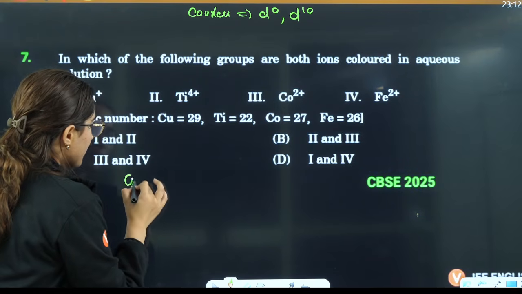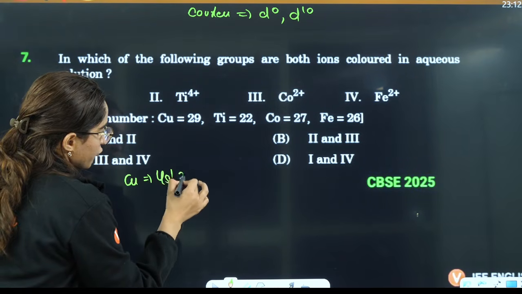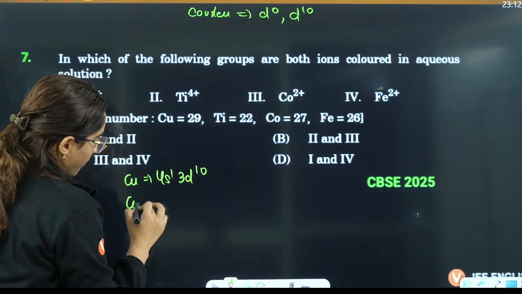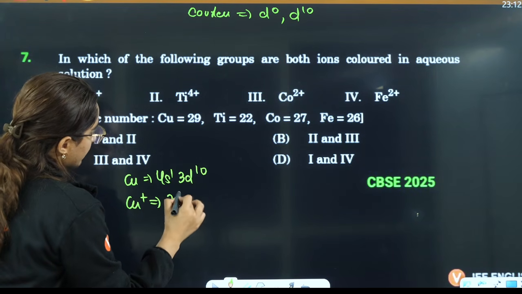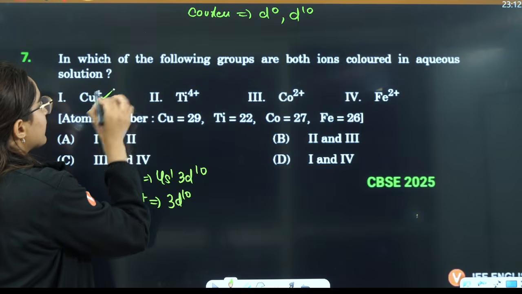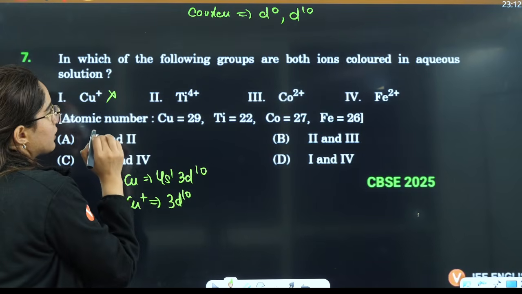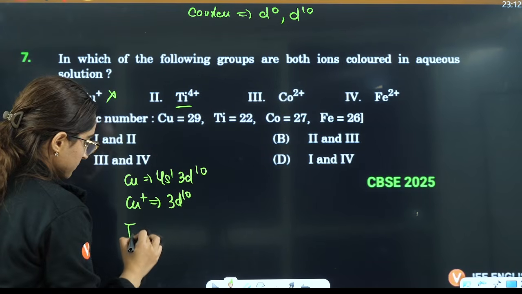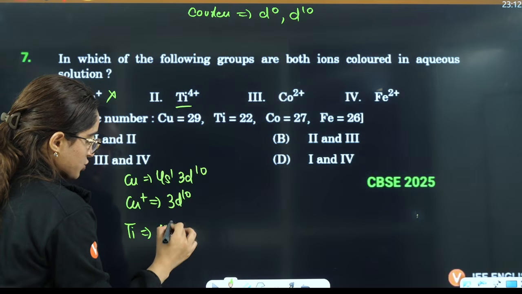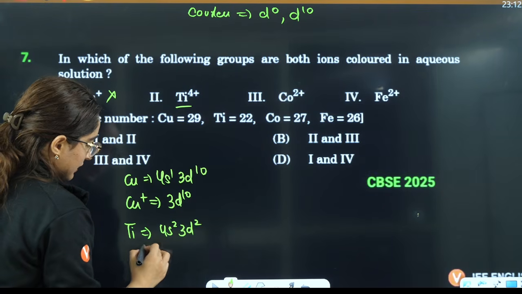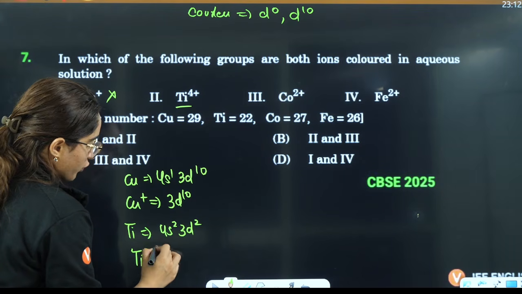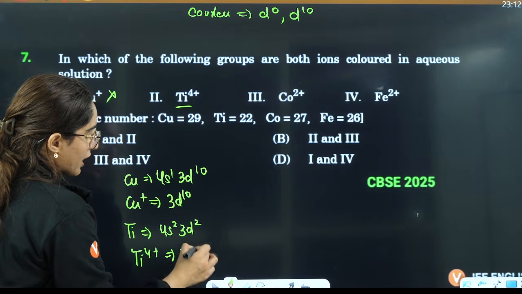So for copper it is 4s1 3d10, and copper positive will be 3d10, right? That is definitely colorless, so it is not colored. If I see titanium, this is 4s2 3d2, then titanium 4 positive is definitely 3d0, again it is colorless.